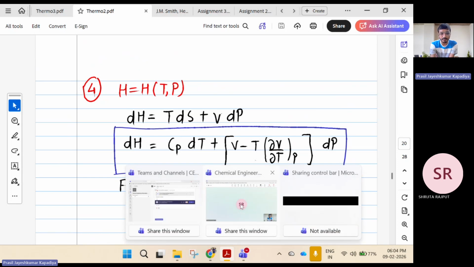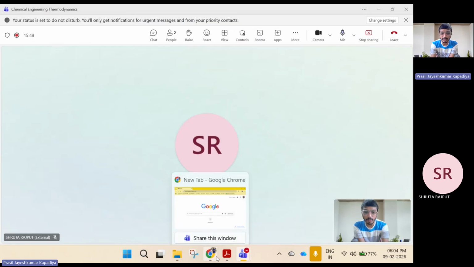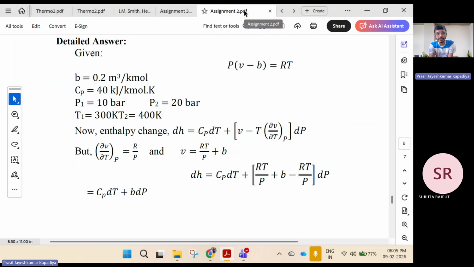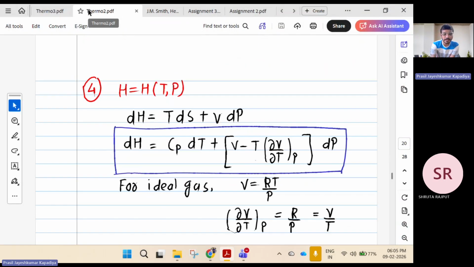But before moving there, I would like to have a look at one sample problem that last week we could not do. So the problem statement is this.